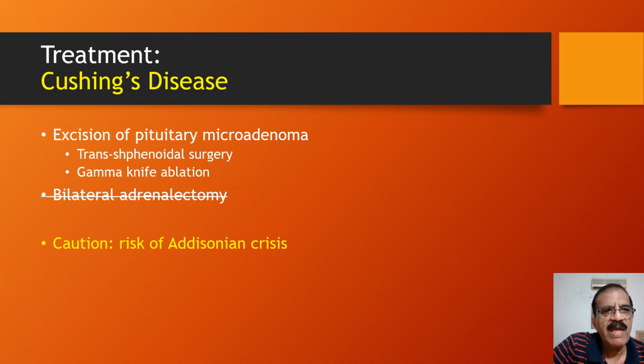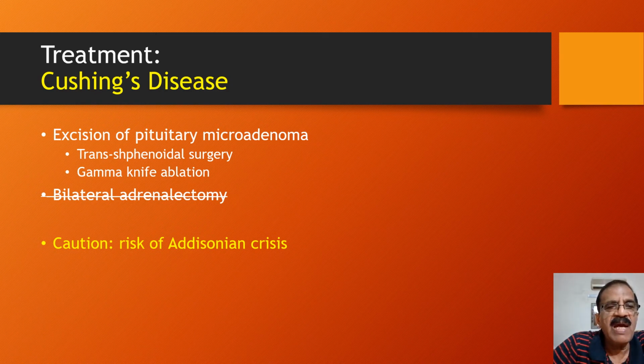If you make a diagnosis of Cushing disease, if the diagnosis is a microadenoma in the pituitary gland, then ideal treatment is excision of pituitary microadenoma. And there are two approaches. One is transsphenoidal surgery, and this is actually very advanced surgery, and there is not even a cut on your face or in your scalp. So the pituitary is approached through transsphenoidal approach, and a microadenoma is removed. And if patient is not suitable for this kind of surgery, then gamma knife ablation is also possible.